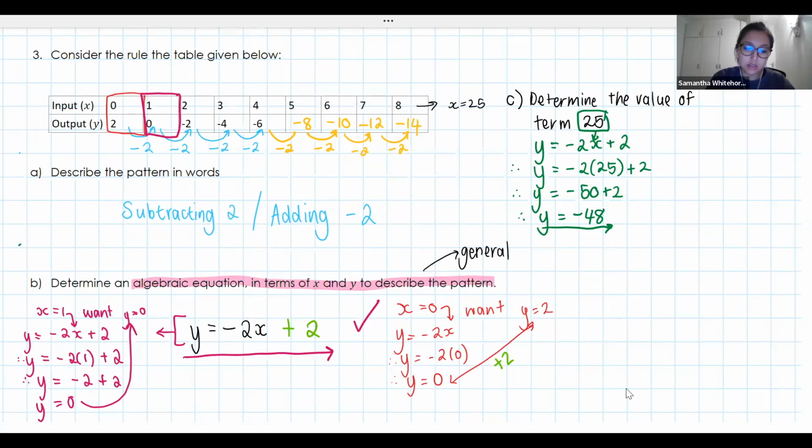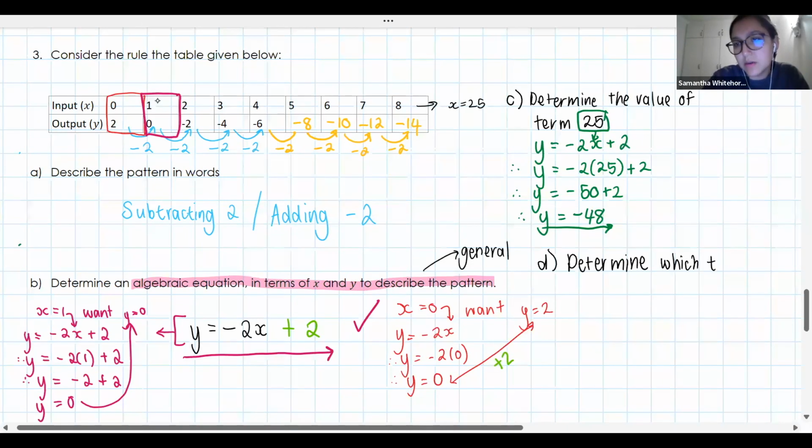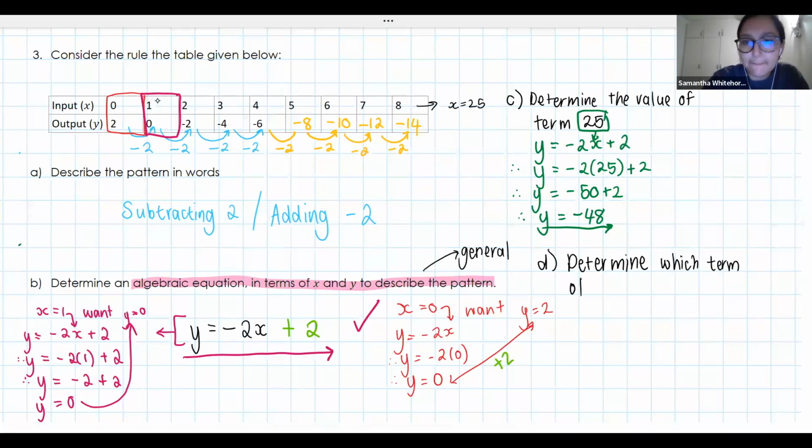So I just need to get a value here. Give me 2 seconds. Right, so if I now gave you question D that said, determine which term, so look at how the phrasing of the question is different. Determine which term of the sequence, or the pattern, I'm just going to go pattern, it's a little bit shorter to write, has a value of negative 74.